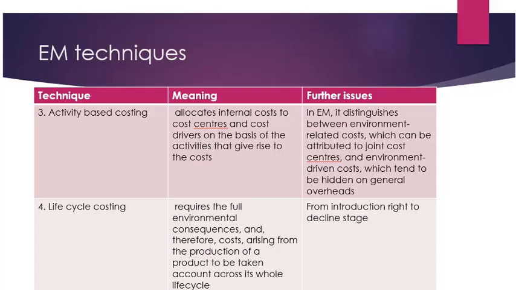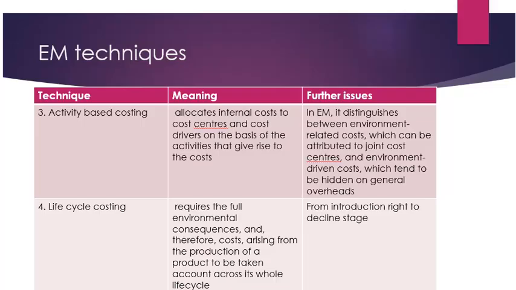So in activity-based costing, we are trying to link the environmental cost which you have to the causes of that cost. That's activity-based costing. So activity-based costing, in simple terms, is trying to allocate the environmental cost to what caused them. That's the simple definition. Based on the book, we can say how we allocate our internal cost to cost centers and cost drivers on the basis of the activities that give rise to those costs.